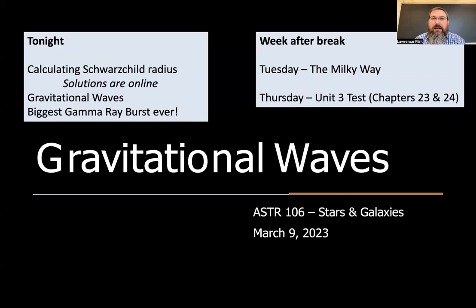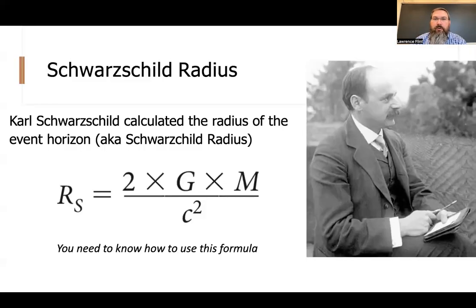and then a little bit about gravitational waves and the largest gamma ray burst ever. And then right after break, we'll do class about the Milky Way, which is actually on the final unit exam. But Thursday will be the Unit 3 test. That's on chapters 23 and 24.